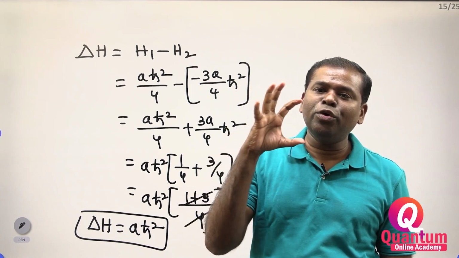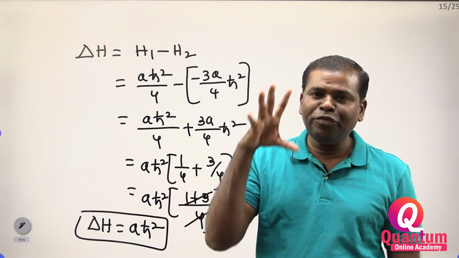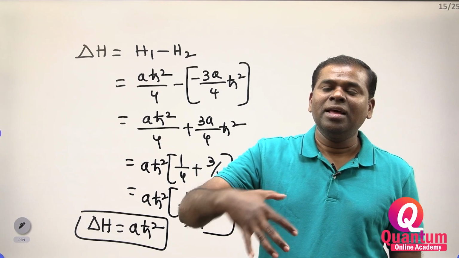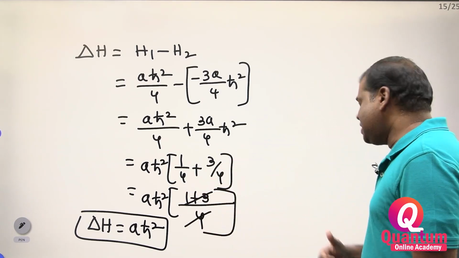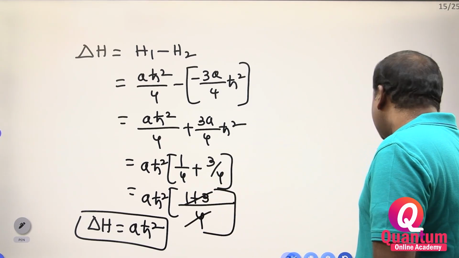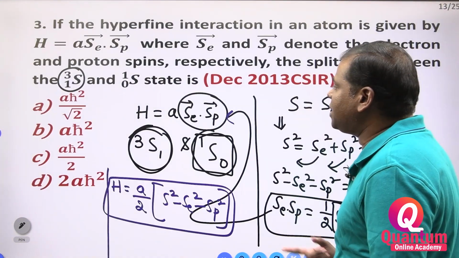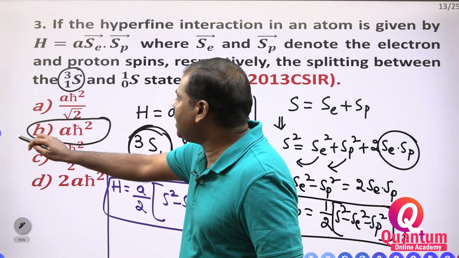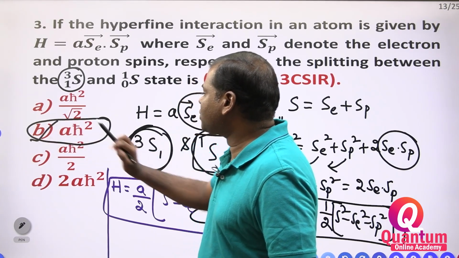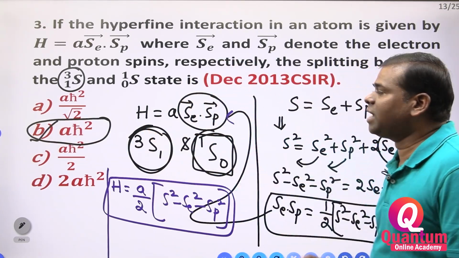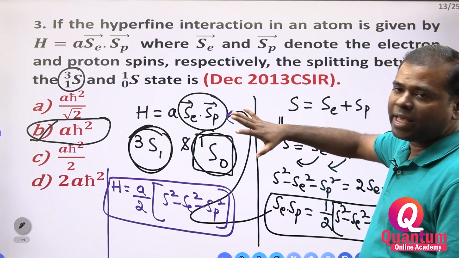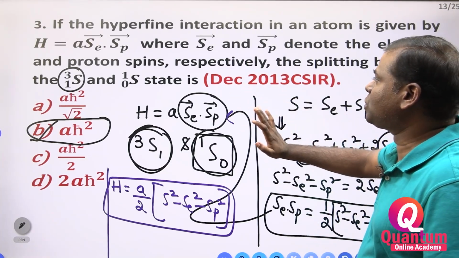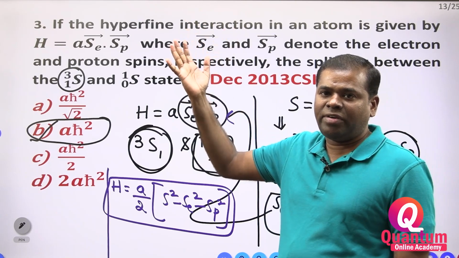But if you know the concept, if you know how to apply the concept, then it is easy to get this question. Easily you will get the 5 marks in the CSIR examination. What is your option? Option B is correct, A H cut square you are getting. This is the coupling schemes. From coupling schemes I took this question. Here the entire thing is covered.